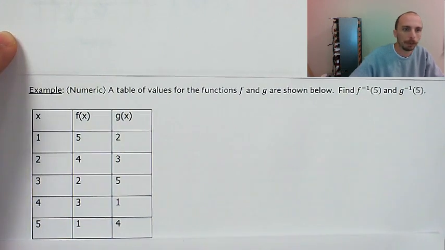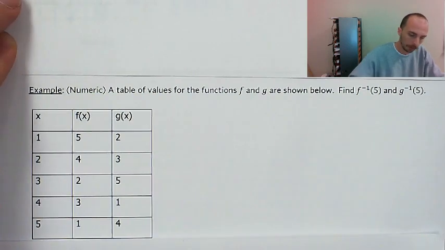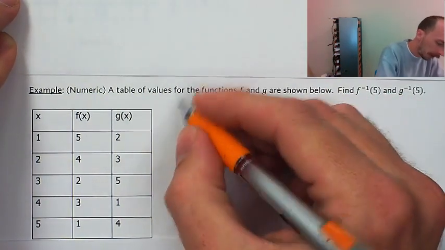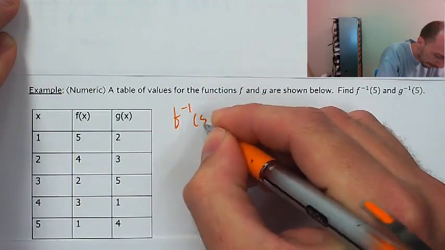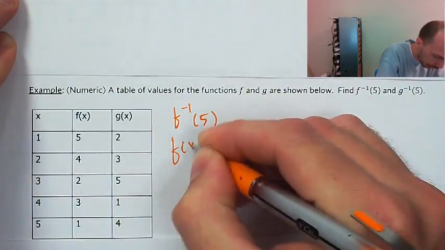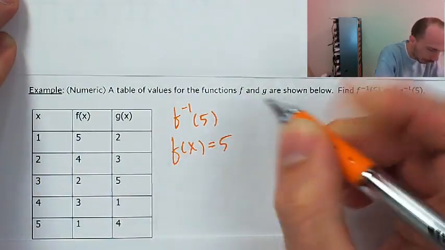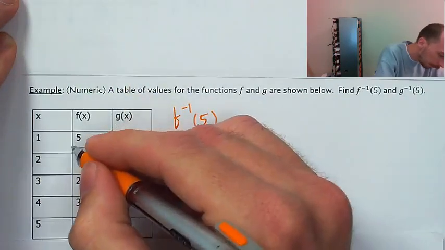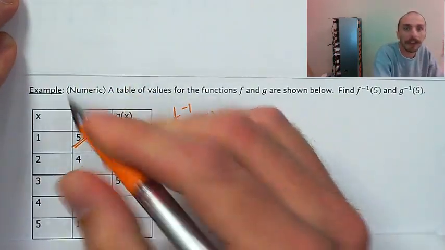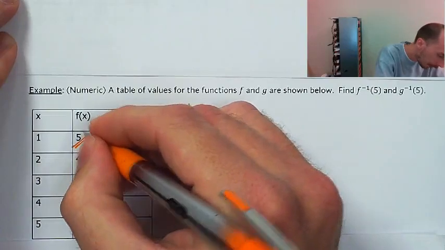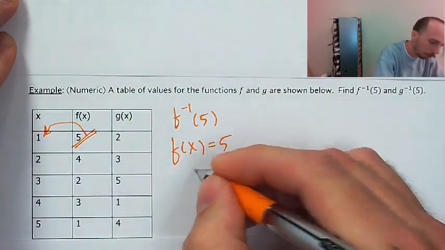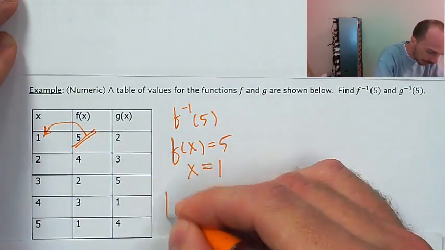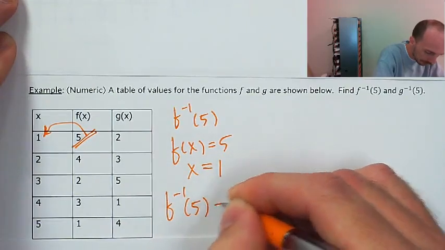And then if we were given, say, a table of values, we need to be able to do this as well. So I could go over here and I'd say, all right, f inverse of 5, I'm going to set f of x equal to 5. When we're reading a table, these are the values of f of x, so I find 5. There it is. I backtrack to what x got me there. That's x equals 1. So I'm going to say f inverse of 5 is equal to 1.